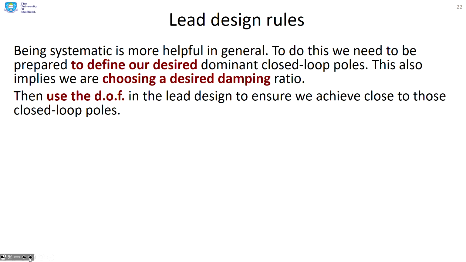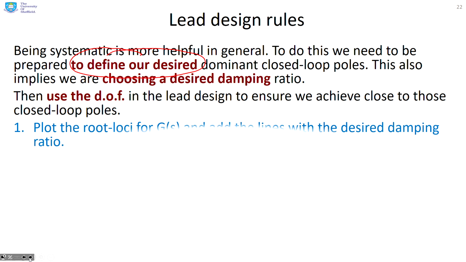Now, being systematic is more helpful in general. To do this, we need to be prepared to define, and here's the key word if you're not missing this. What you'll find with lead designs is they often ask you to be more specific. Define your desired dominant closed loop poles and choose a desired damping ratio. And then what we're going to use is the degrees of freedom in the lead design to ensure we achieve close to those desired closed loop poles. But notice the key point, you've got to define something in advance.